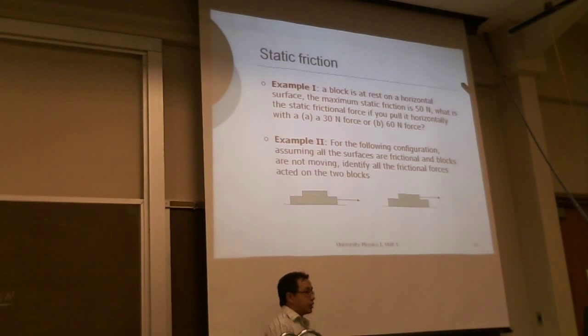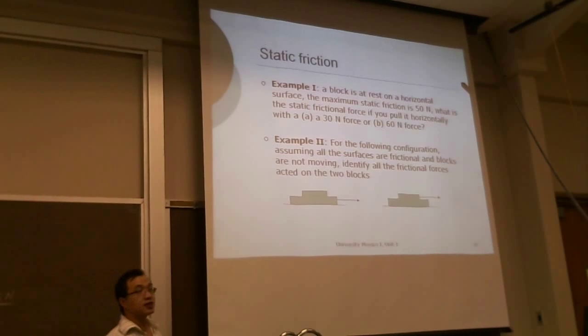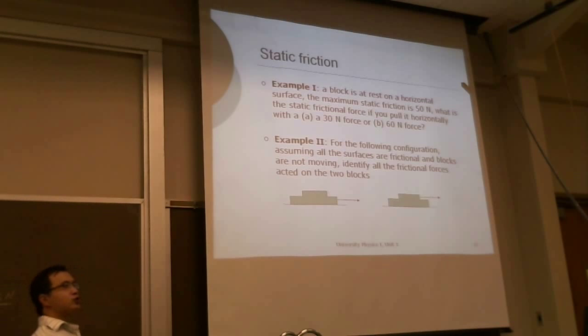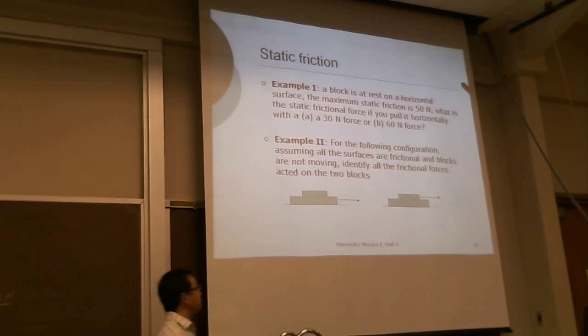So the answer A, 30 Newton static frictional force. B, 50 Newton static frictional force. Okay. So, any question here? You just said A would be 30? Yes, because it's under the maximum. Okay, so because it's under 50, and friction equals the external 30. But for B, it tries to give 60, but it cannot. It can only give 50.